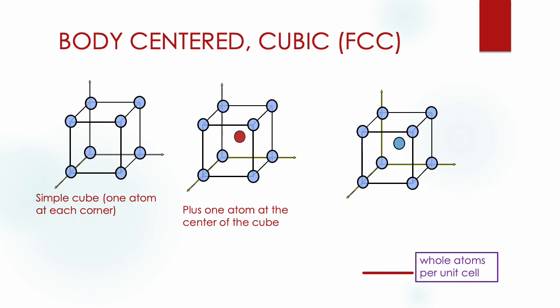So the first crystal structure that we'll talk about is the body-centered cubic. So the image here on the left, let's see, there we go. Here is a simple cubic structure. There aren't very many materials that have that structure, but you can see why it would be called that.